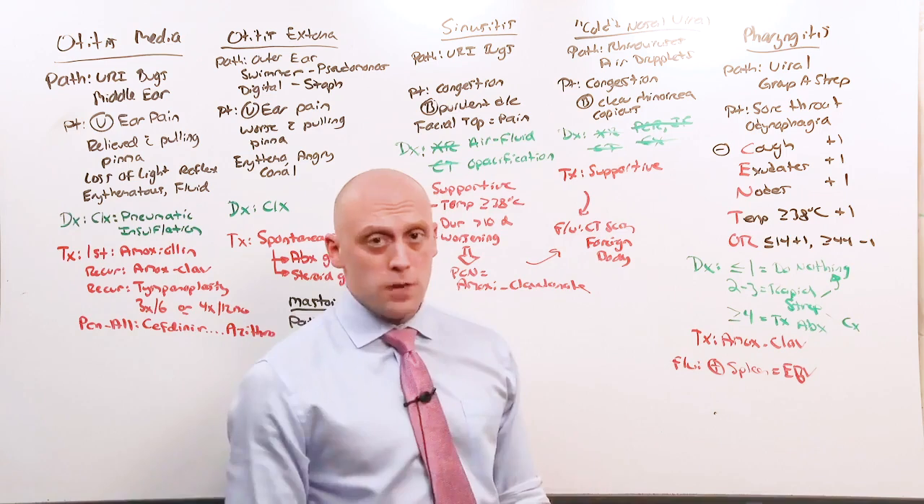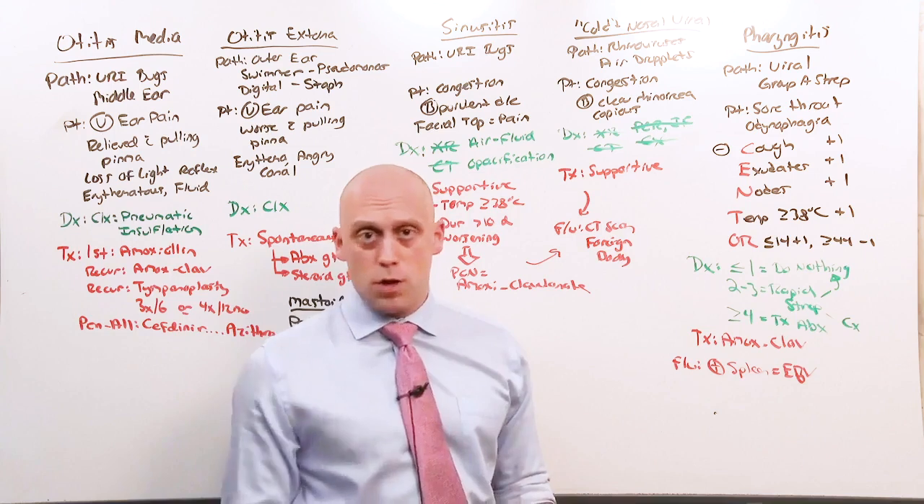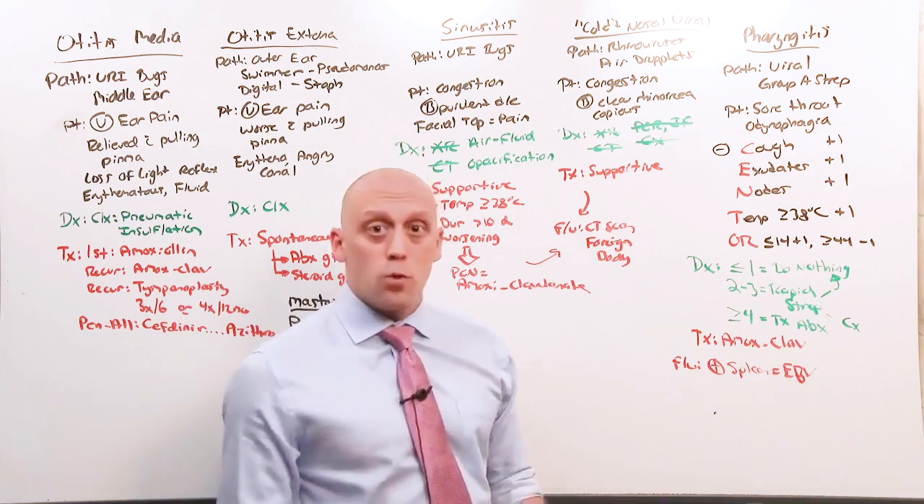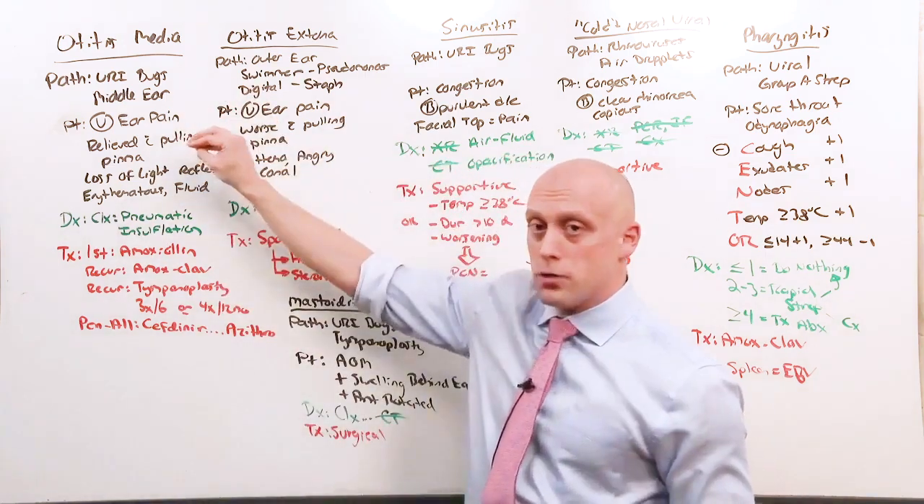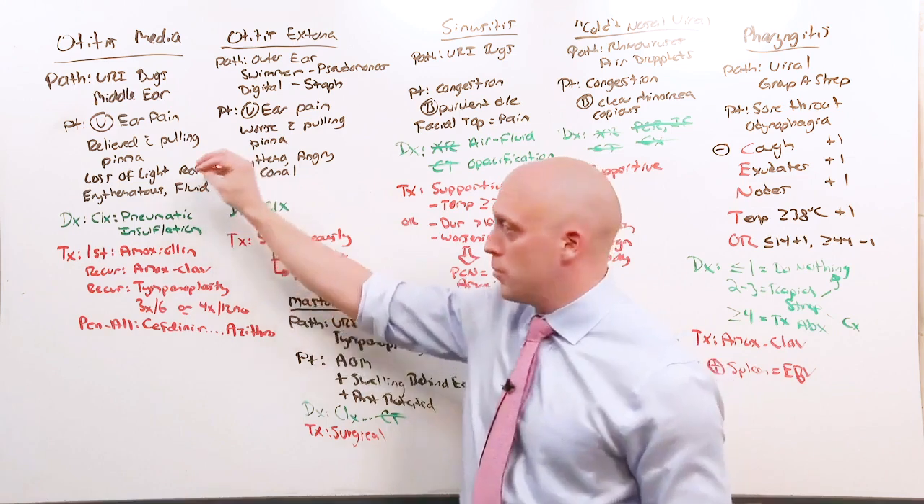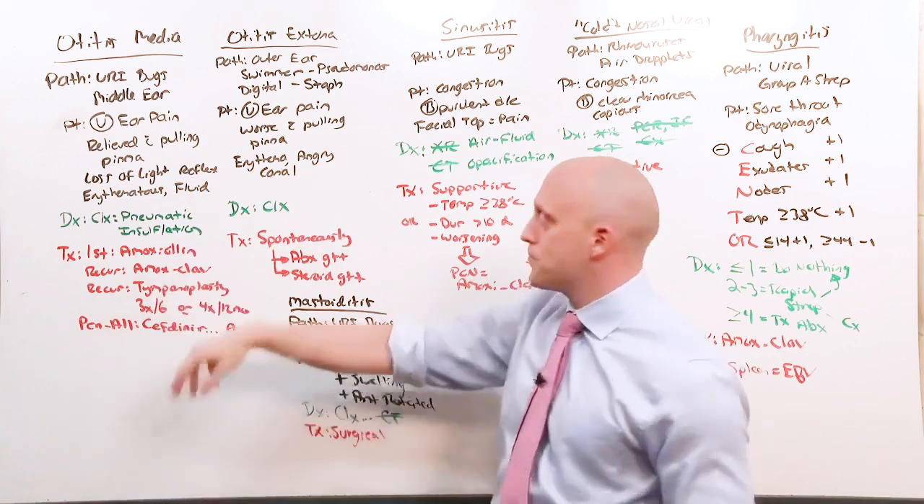All right, so this was the first half of the ENT lecture. It's applicable to adult medicine as well as pediatrics. You just see it more often in peds. And so I want to go through it one more time, making the highlights. Otitis media is unilateral ear pain relieved by pulling on the pinna, pneumatic insufflation, amoxicillin, tubes if it recurs.